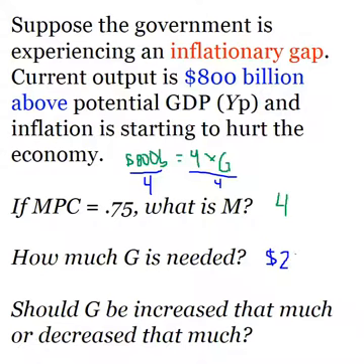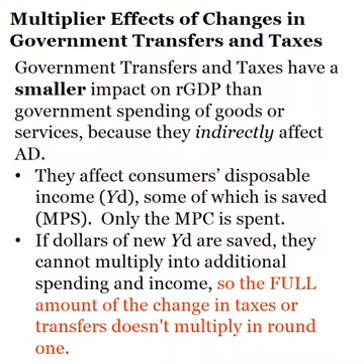Now, the question is, are we going to increase government spending 200 billion or decrease 200 billion? We're in an inflationary gap. So in order to rein in the spending, we actually need to decrease G by $200 billion to solve this issue. That was the end of the spending multiplier.